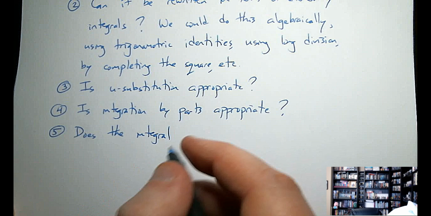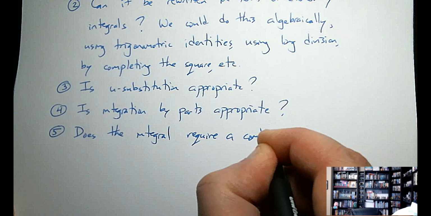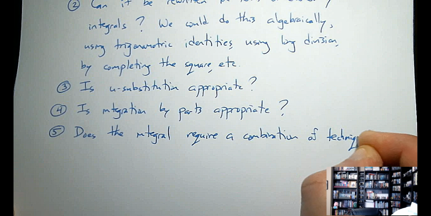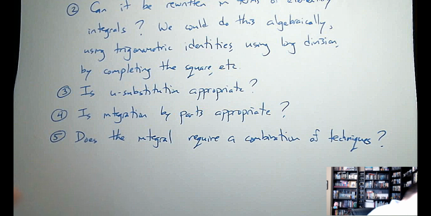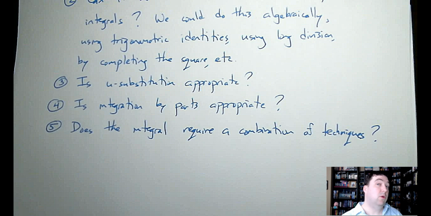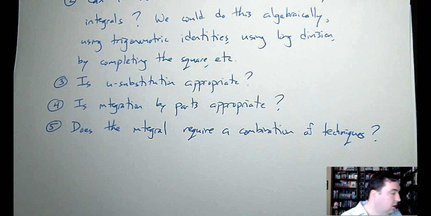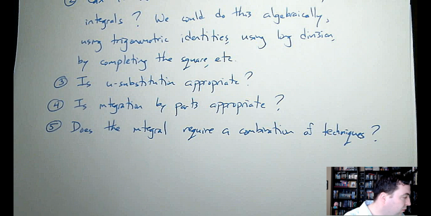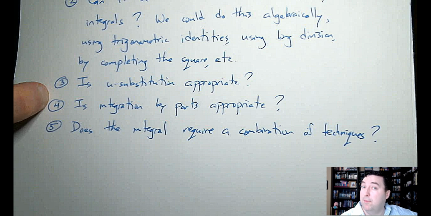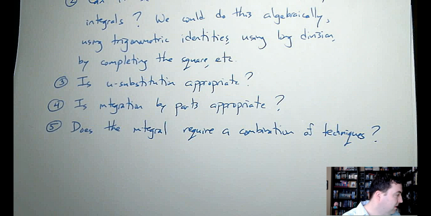So possibility 5, we'd ask the question, does the integral require a combination of techniques? And you work your way through those 5 questions. That will typically guide you to the right method or methods, because as I said, there may be more than one that could work for a single integral. And in Unit 3, we're going to come back and we're going to stick some new options right here around step number 4. But that's several weeks down the road yet. We won't worry about that here today.